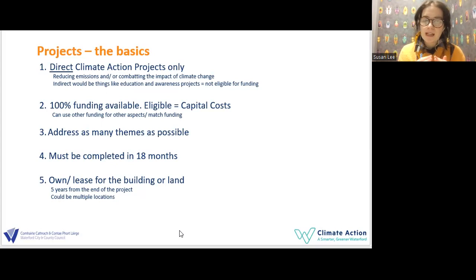100% funding is available for capital costs. You can use other funding for other aspects, and perhaps that might be the indirect climate action bits you want to do, and you can also use match funding. You should address as many themes as possible, and you're more likely to be scored higher. Your projects must be completed within 18 months, and you must own or lease the building or land, and any capital works done should be available for the community for 5 years after the project ends. And also your locations, you could have multiple locations where you plan on doing something.